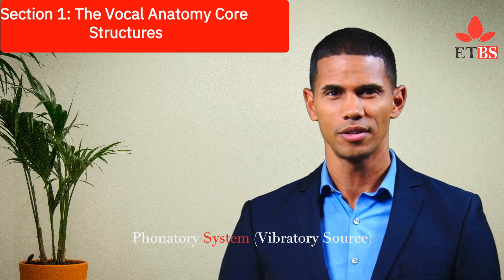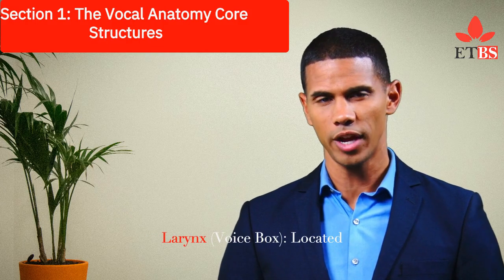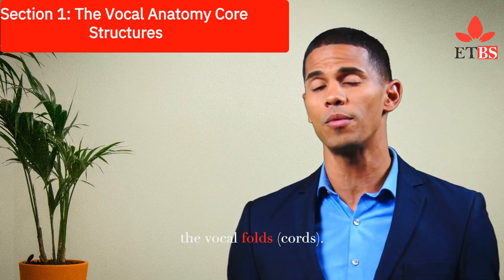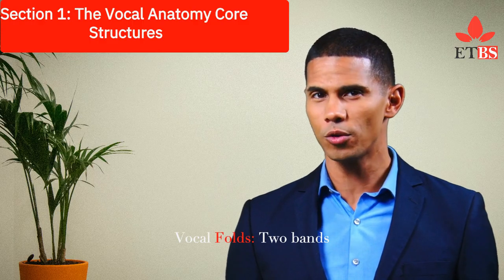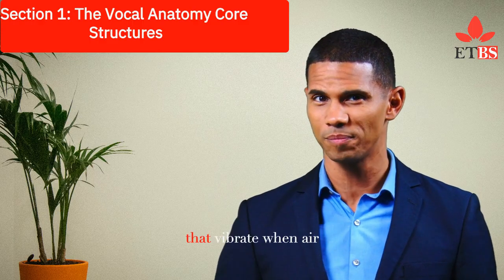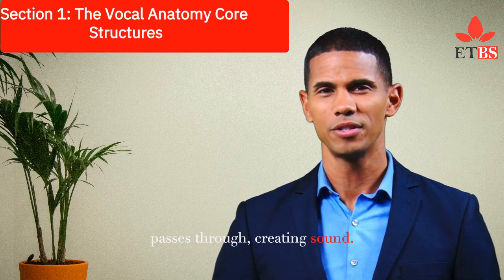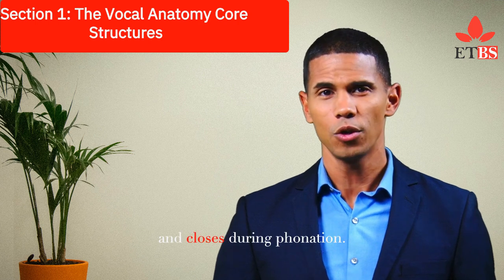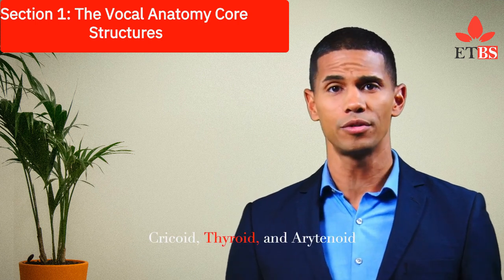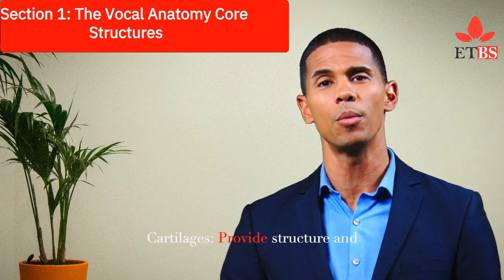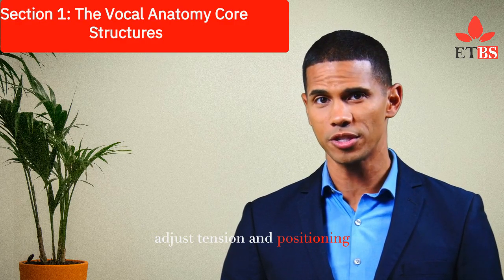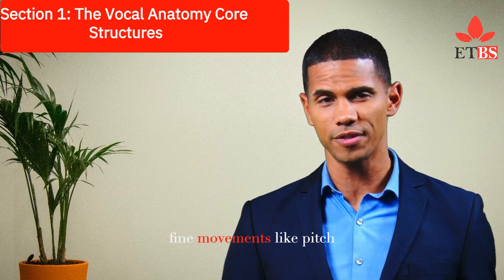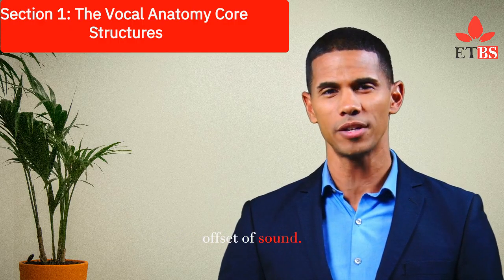B. Phonatory system, vibratory source. Larynx, voice box. Located in the neck, houses the vocal folds, cords. Vocal folds, two bands of muscle and ligament that vibrate when air passes through, creating sound. Glottis, space between the vocal folds that opens and closes during phonation. Cricoid, thyroid, and arytenoid cartilages provide structure and adjust tension and positioning of the vocal folds. Intrinsic laryngeal muscles control fine movements like pitch changes and onset and offset of sound.